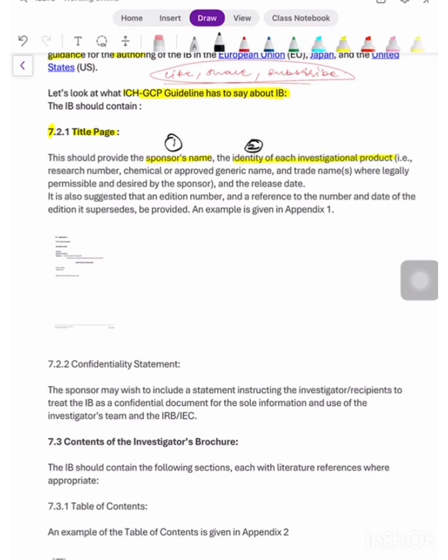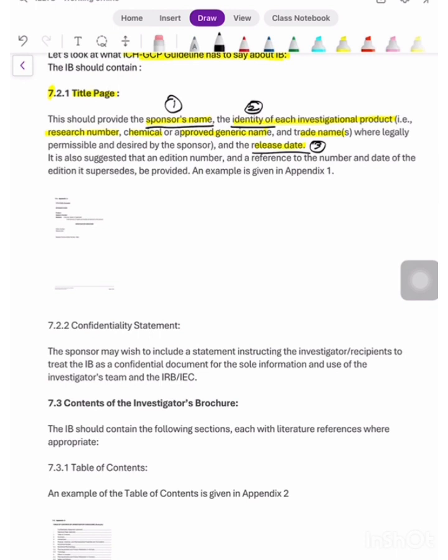The identity of each investigational product could be the research number, chemical or approved generic name, and trade name where legally permissible and desired by the sponsor. And thirdly, the release date. So: sponsor name, identity of each investigational product, and release date.